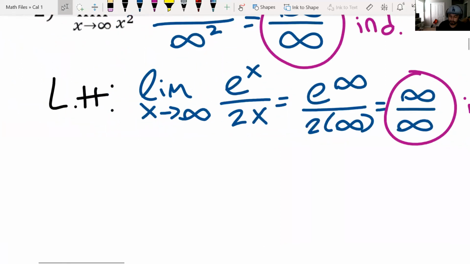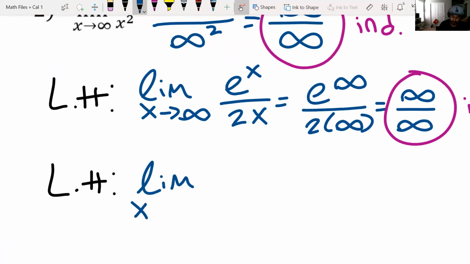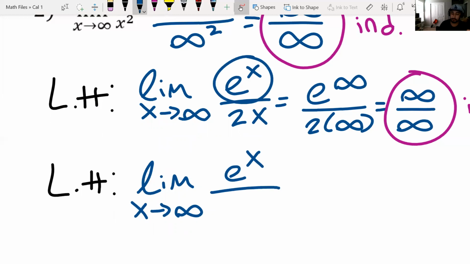Great. So we take them to the hospital again, and now we have the limit as x approaches infinity of the derivative of the new numerator, e to the x. So that derivative is still e to the x over the derivative of the other denominator, 2x. That is just 2.